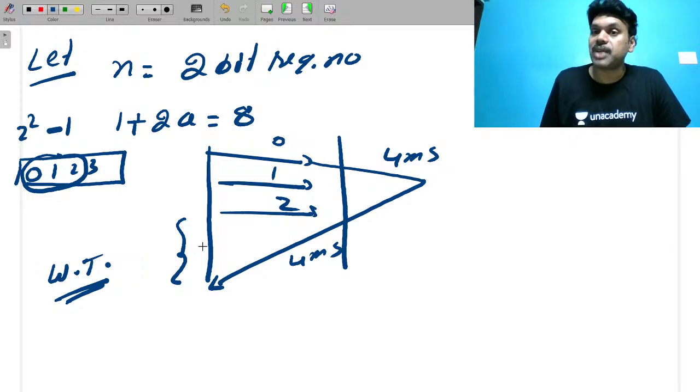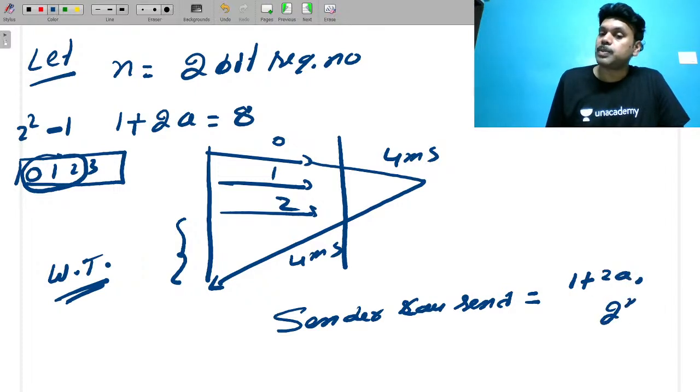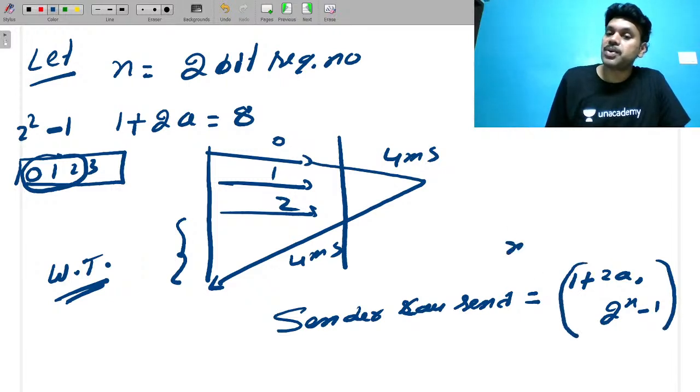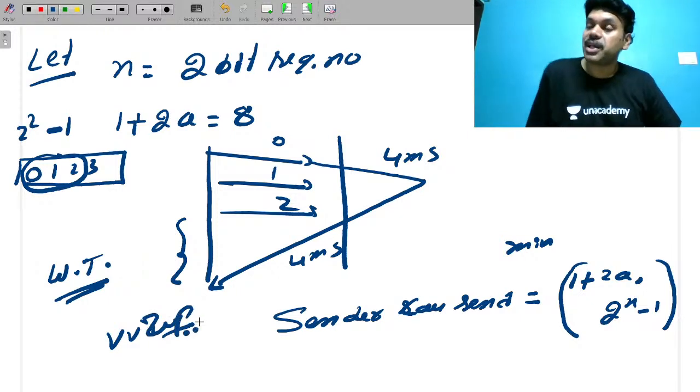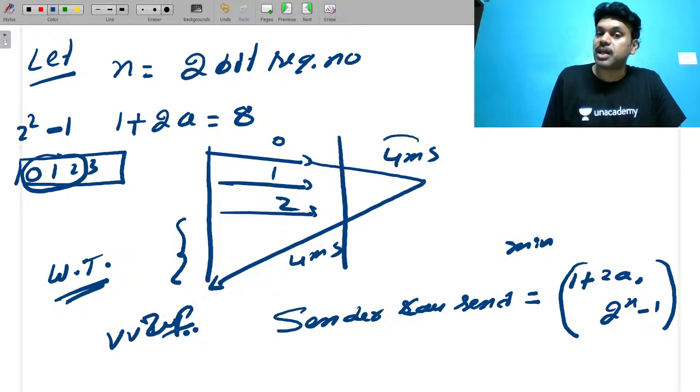What is the meaning of that? Please observe. The sender can send in two ways. The sender can send either 1 plus 2a, comma, 2 power n minus 1. Whichever is the minimum, that only is going to be sent. This is a very, very important question. Why? If you have infinite sequence numbers, I still cannot send that many, because only within the acknowledgement time could I send. That I will show you.